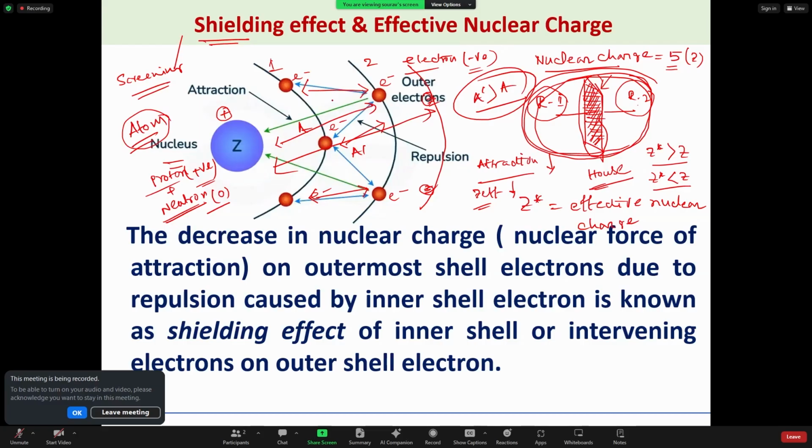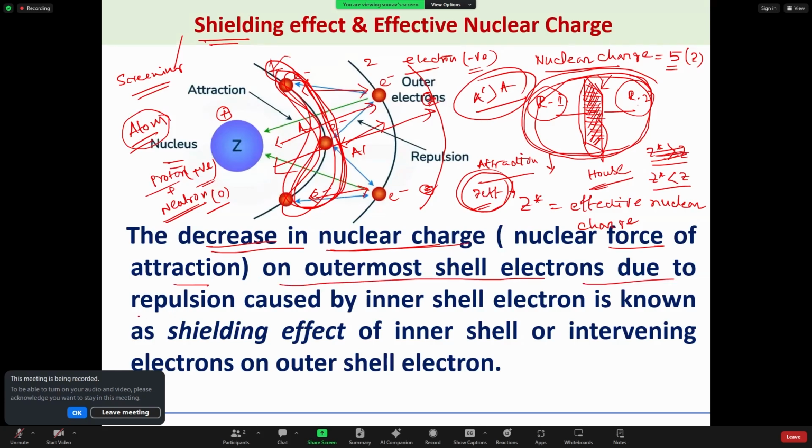So the effective nuclear charge Z star actually increases due to this electron presence; somewhere it will increase, somewhere it will decrease. So there is a condition where the effective nuclear charge always decreases. This decrease in the nuclear charge, the decrease in the nuclear force of attraction on the outermost shell's electron due to the repulsion caused by the inner shell electrons, note that this is the shielding effect of the inner shell or the intervening electrons on the outer shell electron.